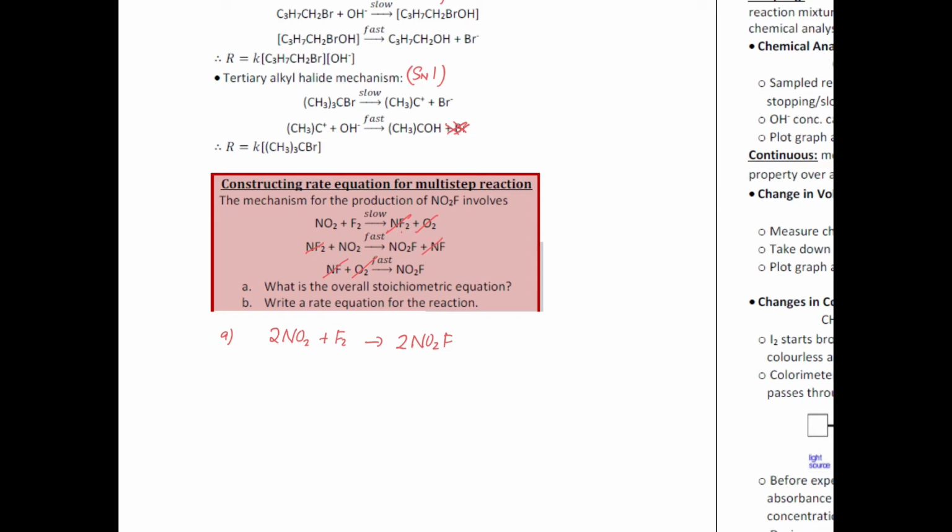Okay, so B, rate equation. R equals to, we look at the slow step, which is the rate determining step. We have K. We follow the reactants in the slow determining step. We have NO2, first order. Then we have F2, first order also. So we get the rate equation.